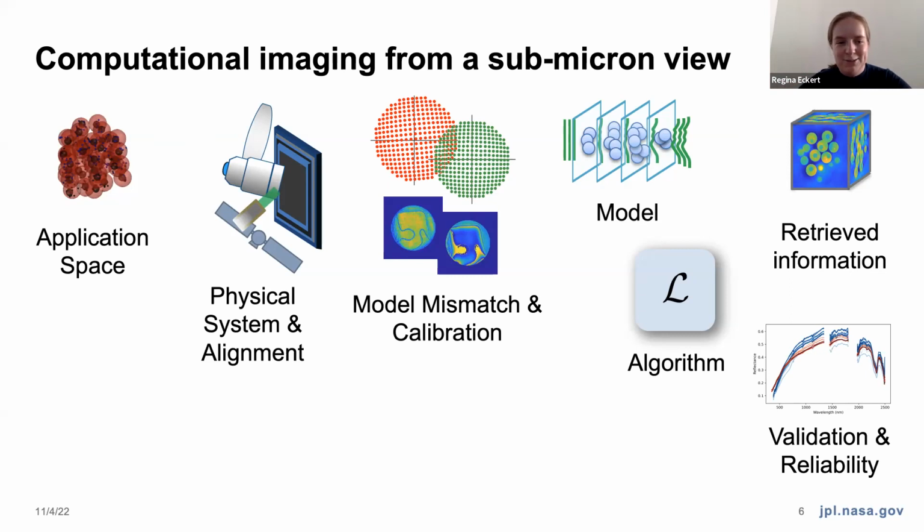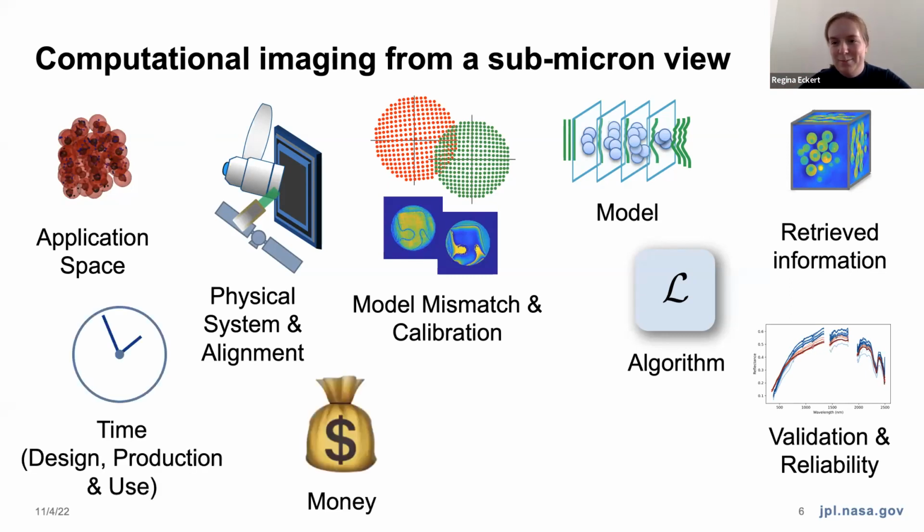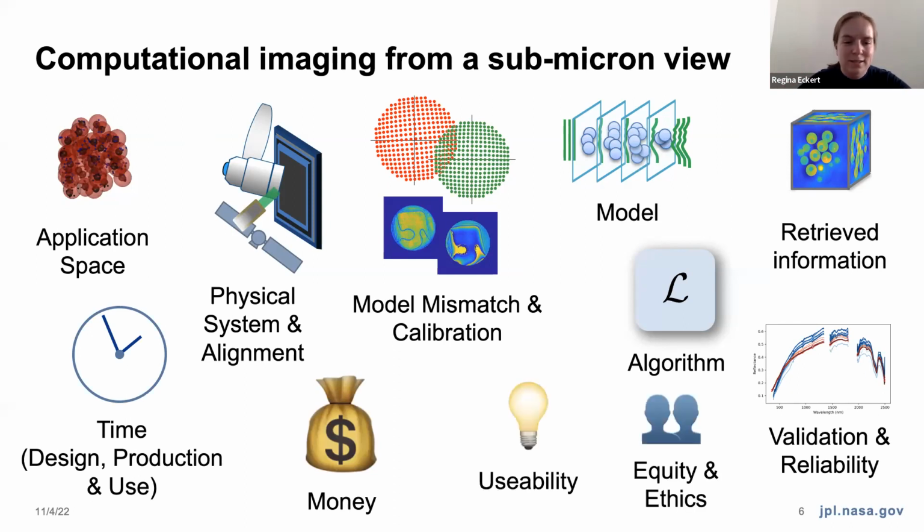And this isn't even everything, right? We also have time to design and to produce and also to use that system, the money it takes to do all of those things as well. And then also, is it usable and is it equitable and ethical? There are just tons of different questions when we go down to a very focused view of what an imaging system is. It has a ton of these parts.